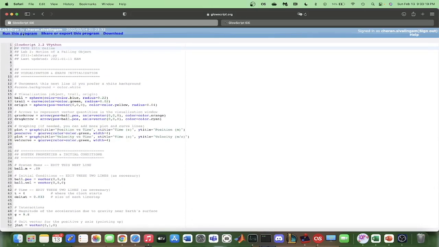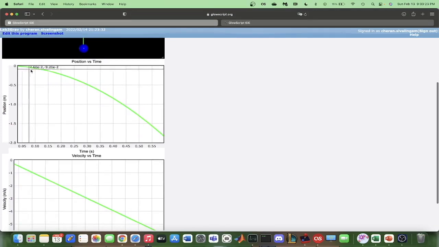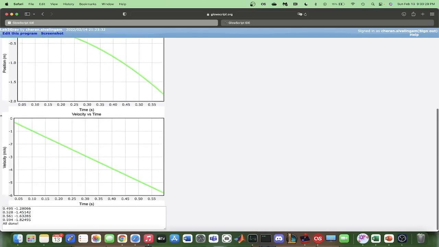Running this model shows a consistent change in position as the box is speeding up, and it shows the change in velocity to be constant throughout, indicating a constant acceleration.